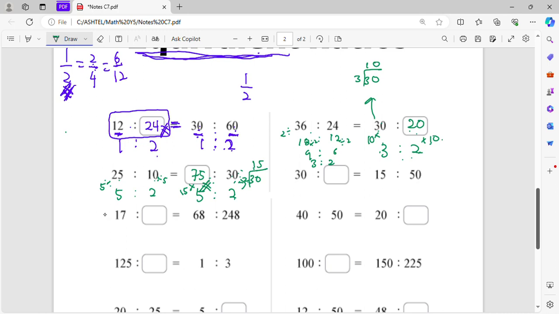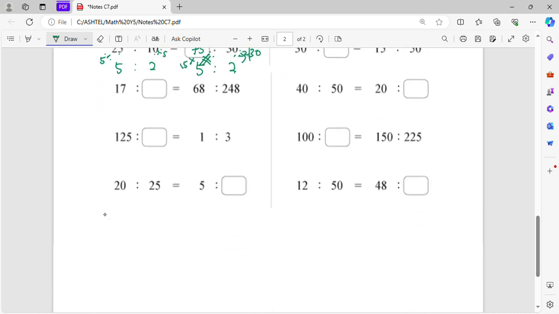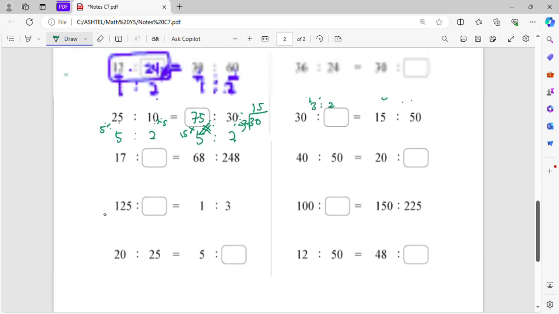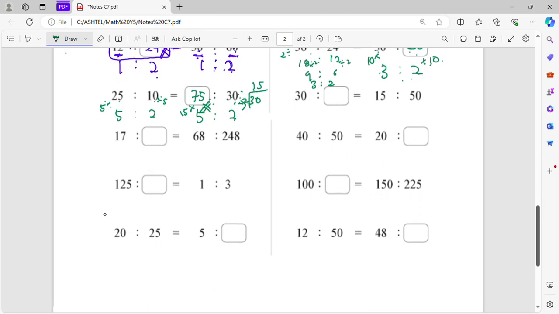Okay, alright. So that is equivalent ratios. Please try to do all the other examples here, and then we can discuss during class.